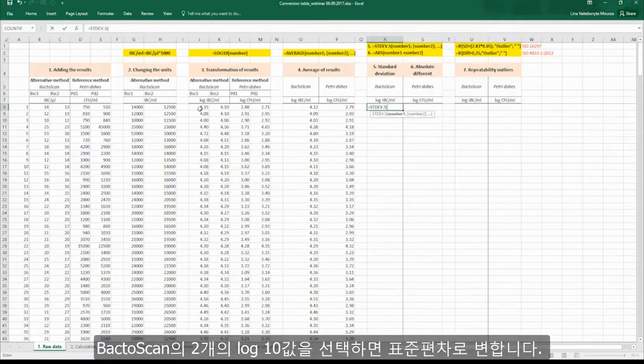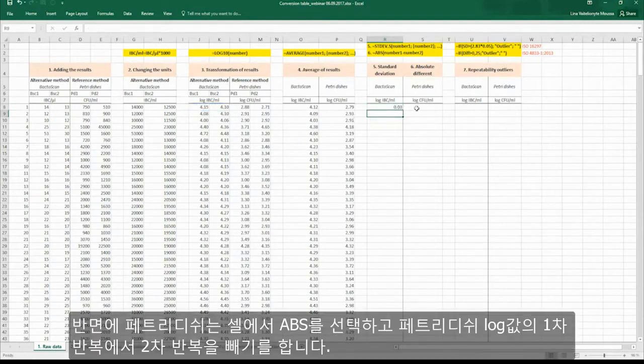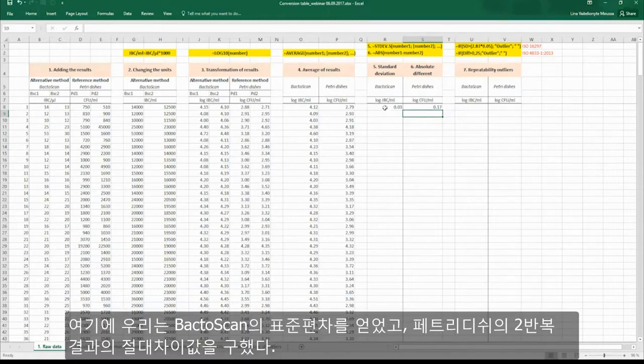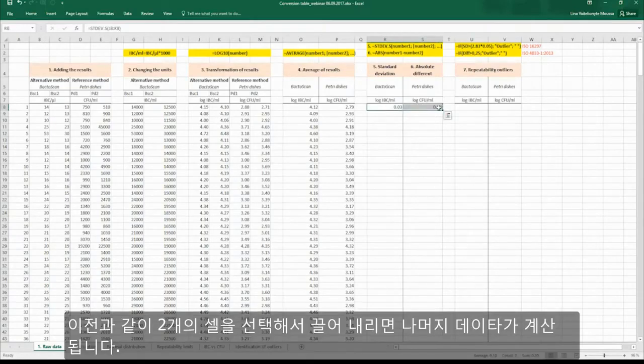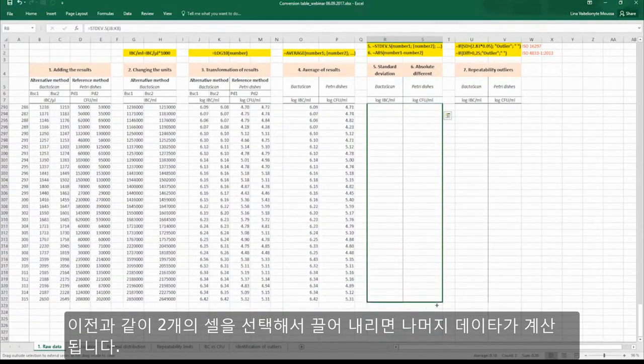and then marking the two data from BactoScan, logarithmic transformed, whereas for Petri dishes, we are choosing absolute difference, absolute, first replicate minus second replicate. So here we got standard deviation for BactoScan data and absolute difference for data from Petri dishes. Mark both cells and drag down to do calculations for the rest of the data.